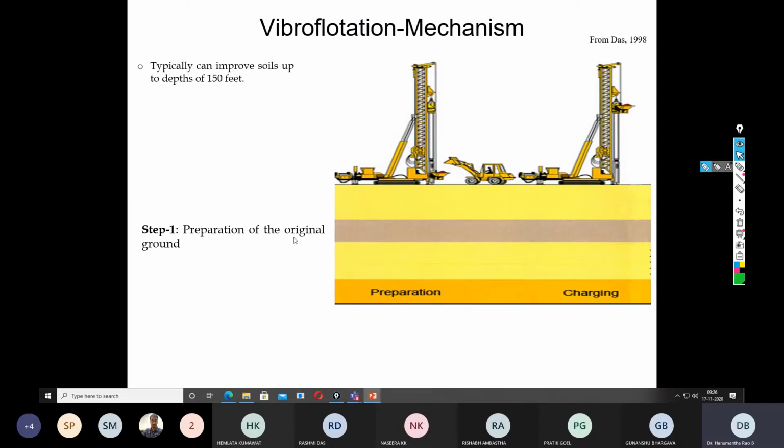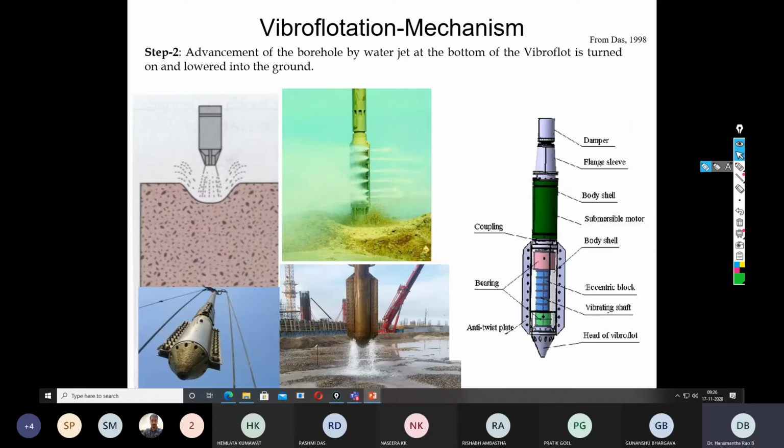So first of all, the vibroflotation. Let us try to understand the mechanism stepwise. So this is the ground which you would like to improve or densify. First of all, you bring the equipment to the site. This is called the preparation of the site and mobilizing the equipment to that particular site. The second is you need to advance the borehole. For that purpose, we use a device called a vibrofloat.